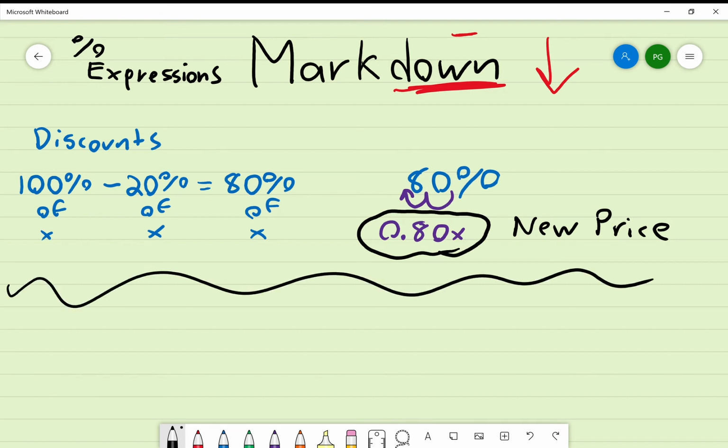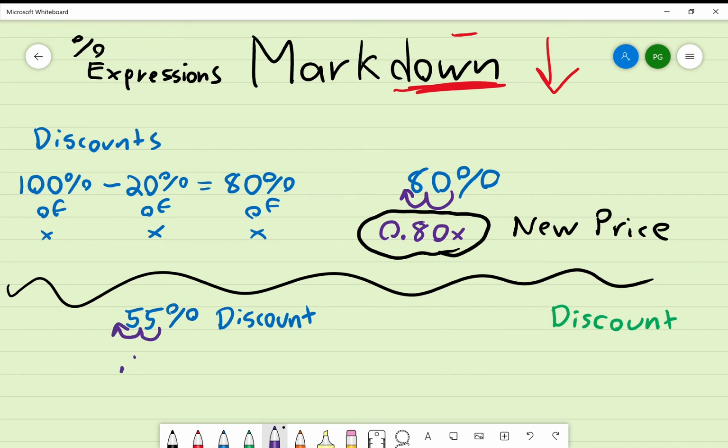I also taught you for discounts that let's say someone's offering a discount of 55%. Yeah? Now, if instead of the new price, I asked you to tell me the discount as a percentage expression, you don't have to worry about the 100. All you have to do is take your 55%. You move the decimal point 2 spaces to the left. It becomes 0.55. Yeah? Now let's say it's a discount of 55% off of y. Well, that's going to be 0.55 times y. That's your discount. 0.55y.